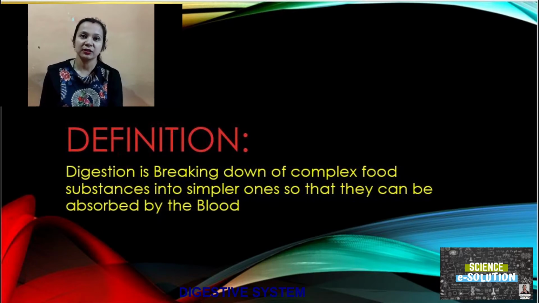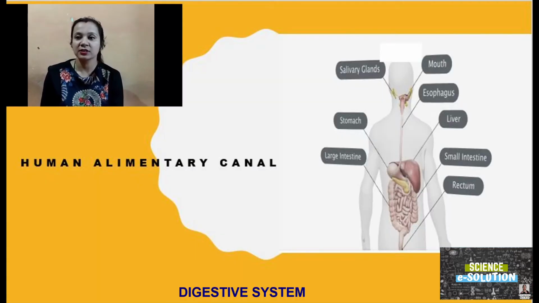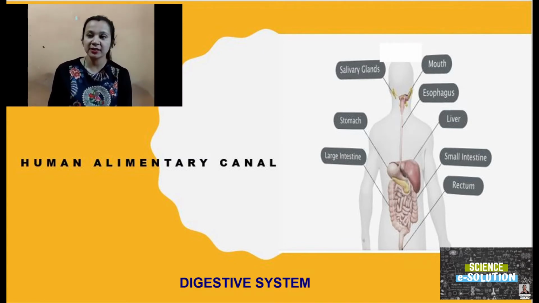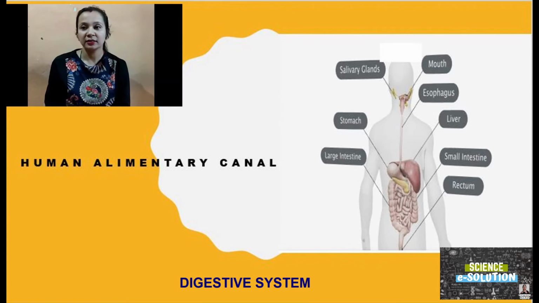So what is digestion? Digestion is breaking down of complex food substances into simpler ones so that they can be absorbed by the blood. Digestion occurs in the alimentary canal. You can see here on the screen a picture of the human alimentary canal, which extends from the mouth to the anus. Food is ingested through the mouth and it passes through the esophagus, goes to the stomach and then to the small intestine, from there to the large intestine, then to the rectum, and the undigested waste products are egested through the anus. We will look into them one by one in detail.